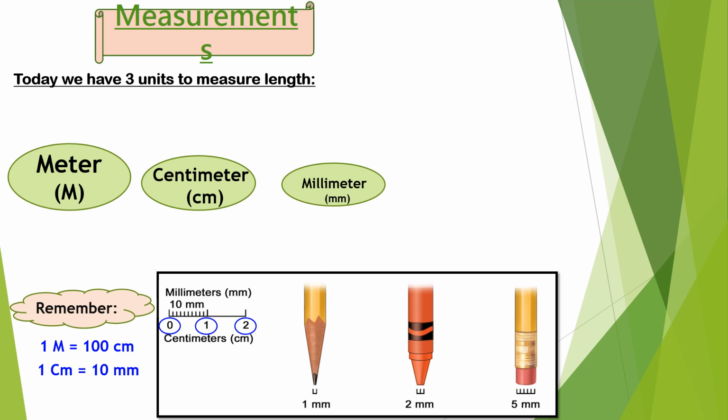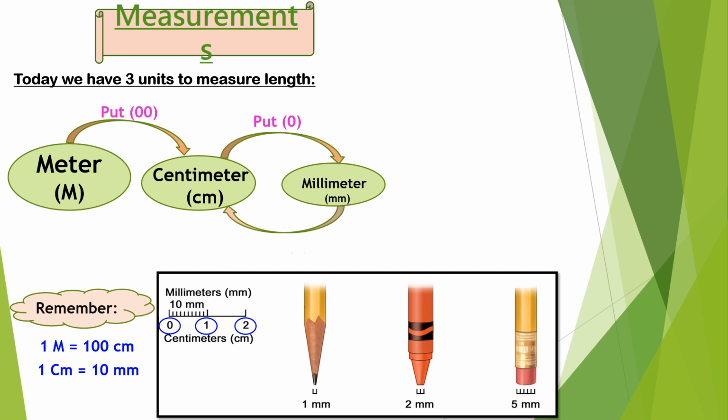So if we want to convert meter to centimeter, we will put 2 zeros because 1 meter equals 100. So we will put 2 zeros from meter to centimeter, and 1 zero from centimeter to millimeter, because 1 centimeter equals 10. This 10 contains only 1 zero. So between centimeter and millimeter we will put 0.